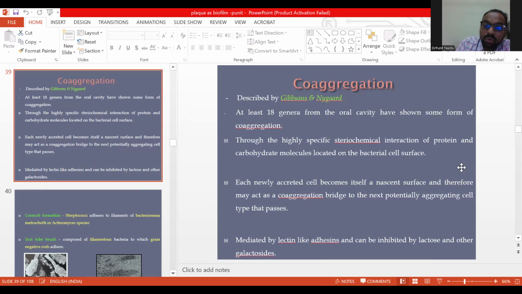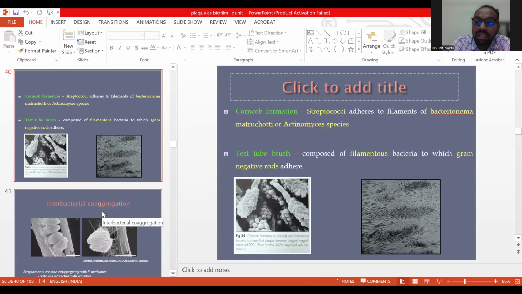There are two types of co-aggregation. The first one is corn-cob formation, with streptococci adhering to the filaments of Bacterionema or Actinomyces species. And the second is the test tube brush, which is composed of filamentous bacteria to which gram-negative rods get attached.